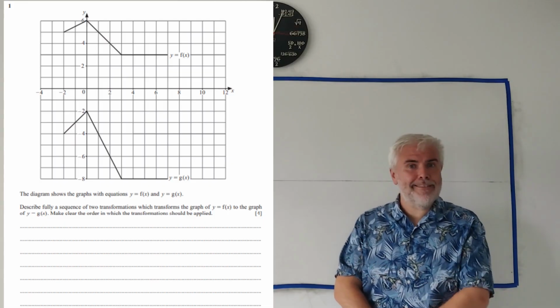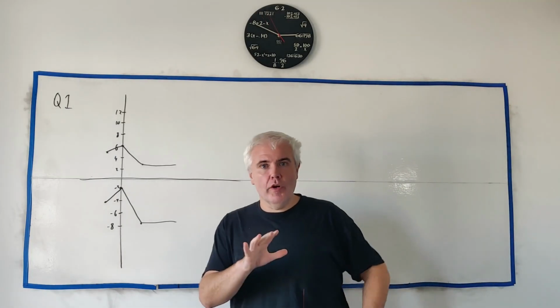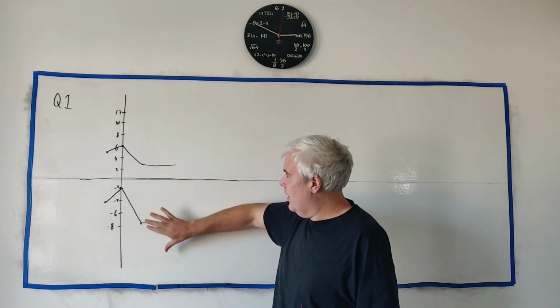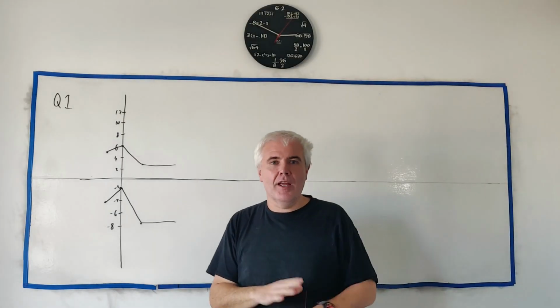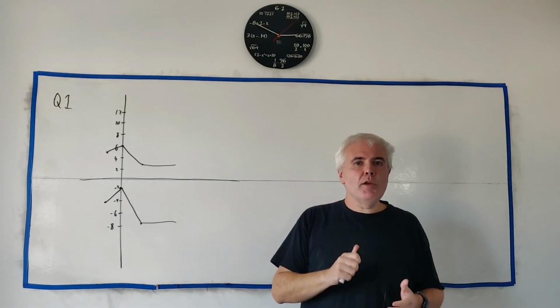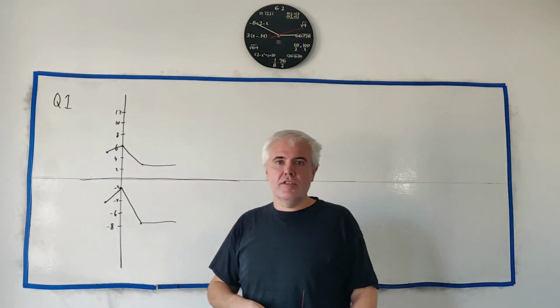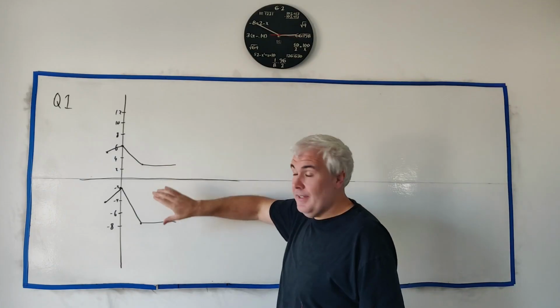Okay, let's get into the maths. In question 1, they give us a drawing of two functions, f(x) and g(x), which I've put here and here. I've added a little extra space up here because I want to explain something later on. They want us to describe fully a sequence of transformations and translations that moves this function to here.